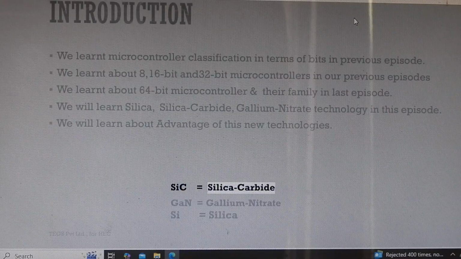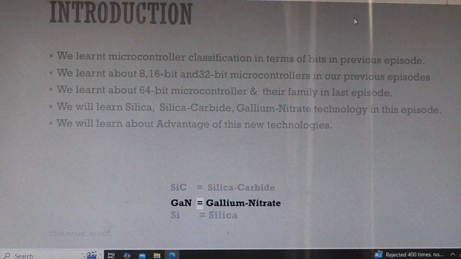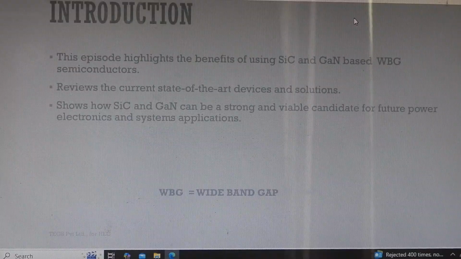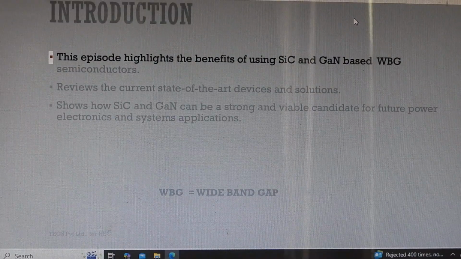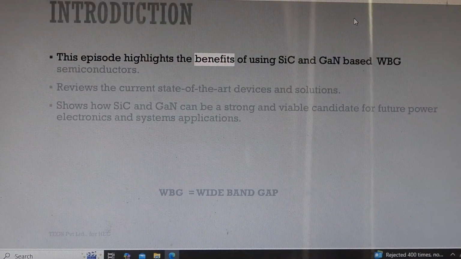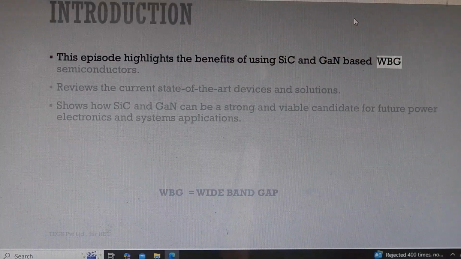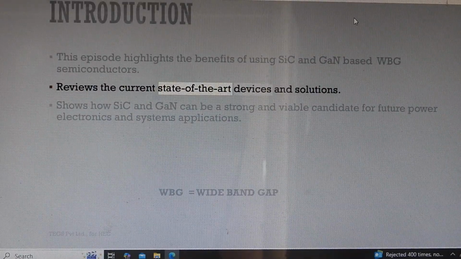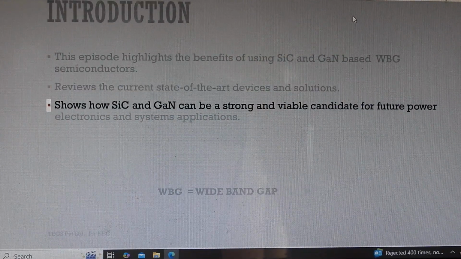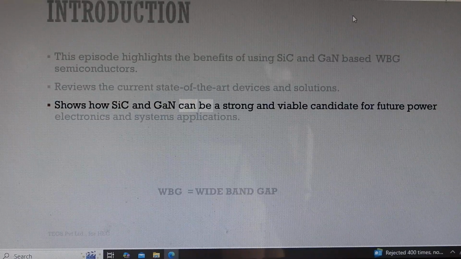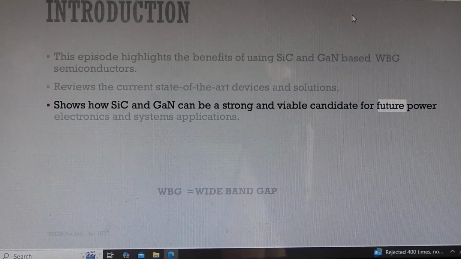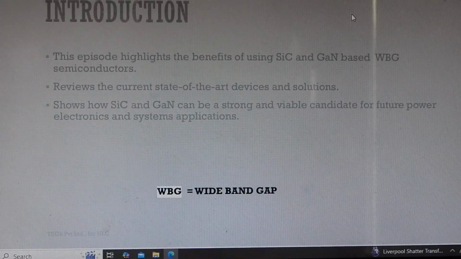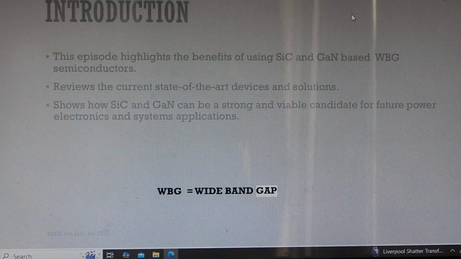SiC equals Silicon Carbide. GaN equals Gallium Nitride. Introduction. This episode highlights the benefits of using SiC and GaN-based WBG semiconductors. It reviews the current state-of-the-art devices and solutions, and shows how SiC and GaN can be a strong and viable candidate for future power electronics and systems applications. WBG equals wide band gap.